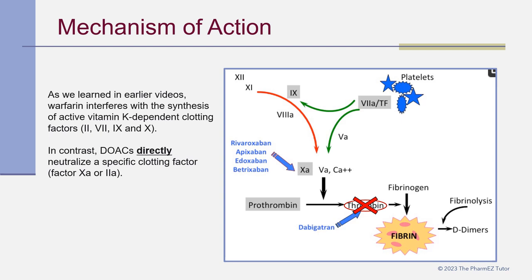The oral factor 10A inhibitors, rivaroxaban, apixaban, and edoxaban, work further upstream in the coagulation cascade. Factor 10A is also involved in the production of thrombin itself, so inhibiting factor 10A will directly decrease the production of thrombin.